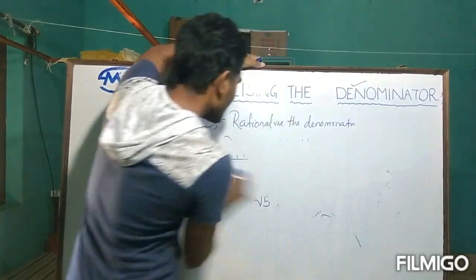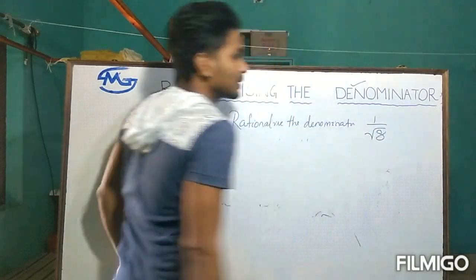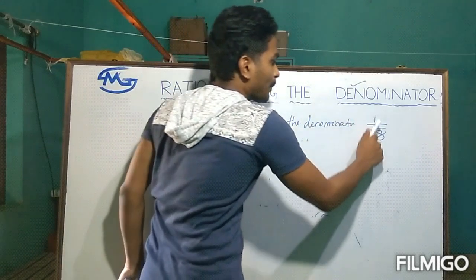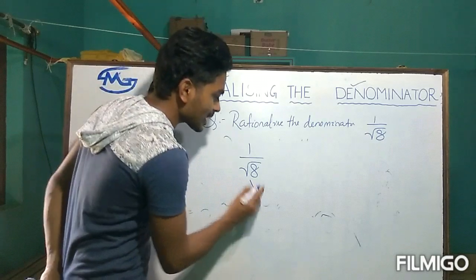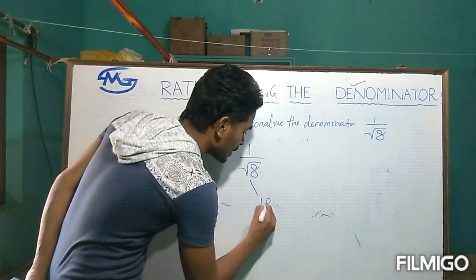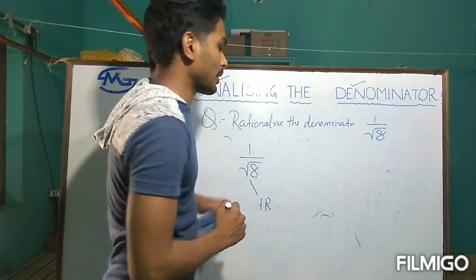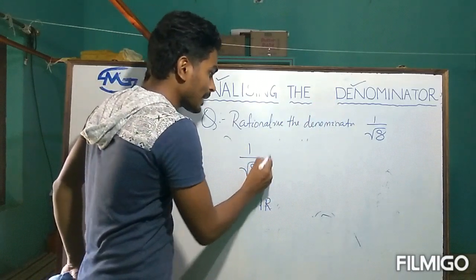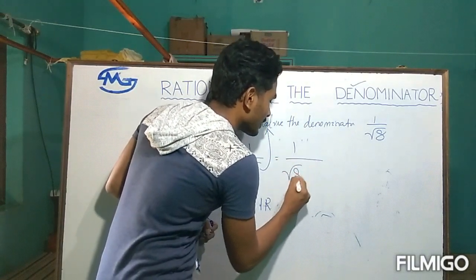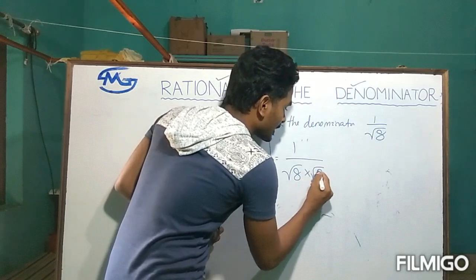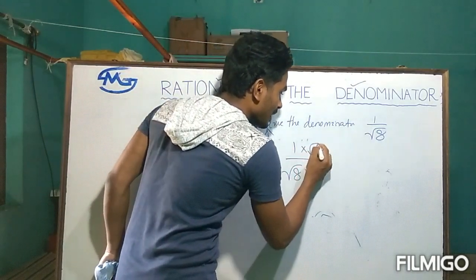Suppose we have to rationalize the denominator of 1 by root 8. In this case, the denominator is root 8. Is root 8 a rational or irrational number? It is an irrational number, because the square root of 8 is not an integer. And we have to make it rational, by simply multiplying another root 8 in the denominator. Since we are multiplying root 8 in the denominator, we also multiply root 8 in the numerator.